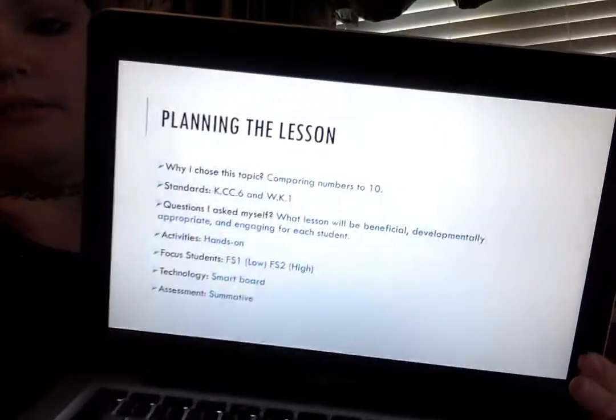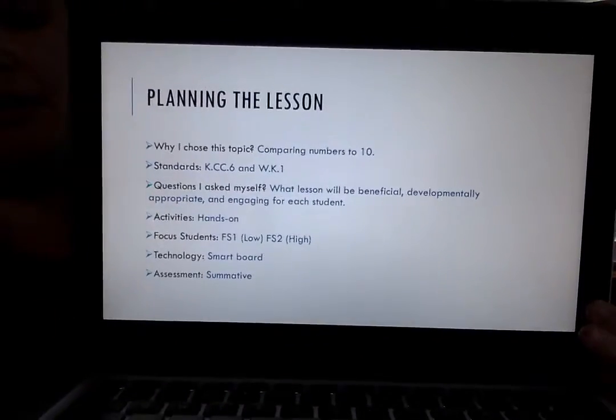Planning the lesson, which I chose comparing numbers to 10. You can see this is my slide for this section. I chose this topic because it went along with the standards that my cooperating teacher was teaching at the time. The standards I taught were KCC 6 for math and WK1 for ELA. My guiding questions were how many more, how many less, are they equal, and can I compare to the number 10?